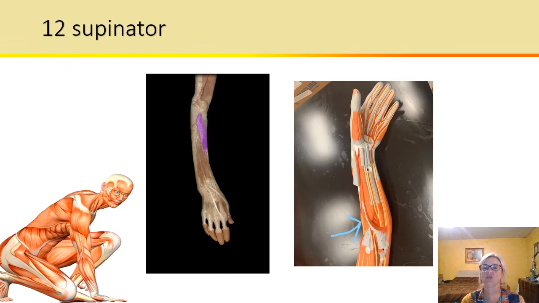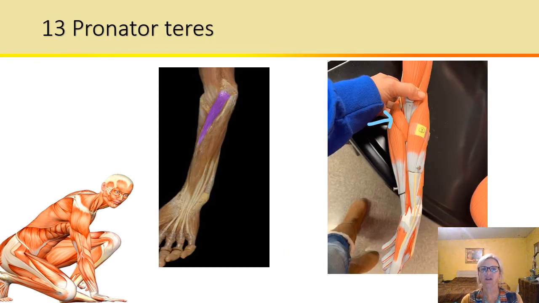So here we have the supinator muscle, which means supinator. So what do you think it does? Well, it causes supination. So if you're this way and you supinate, you're going to hold your bowl of soup, right? And if you pronate, you're going to pour it out. Remember that teres means rounded, and so rounded pronator. So pronation, pour it out, right? So this pronates the forearm.